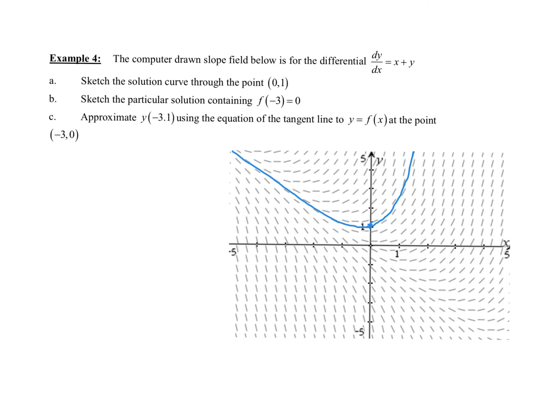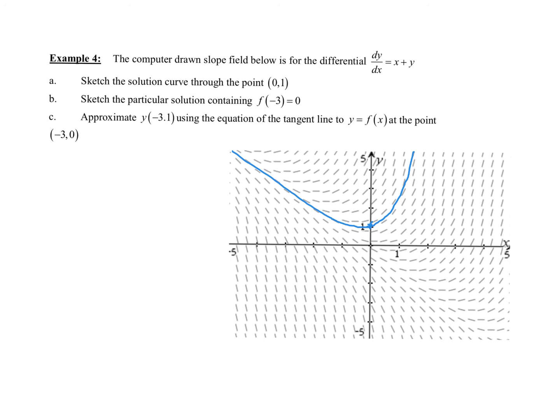For part B, it asks you to sketch the particular solution containing f(-3) = 0. There are two ways to do this type of problem, depending on what type of equation you have. If you have an equation that is separable, you can solve the differential equation and then draw your curve. This one is not separable. You can try it if you want to, but you're not going to be able to, because we have an x plus y. If it was an x times y, it would be okay. But with that plus, we're not able to get y on one side and x on the other.